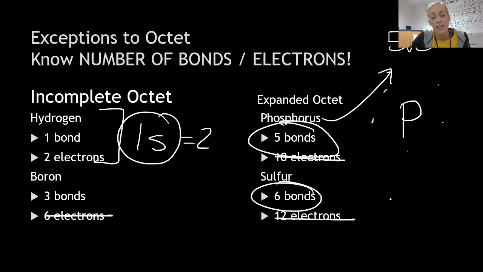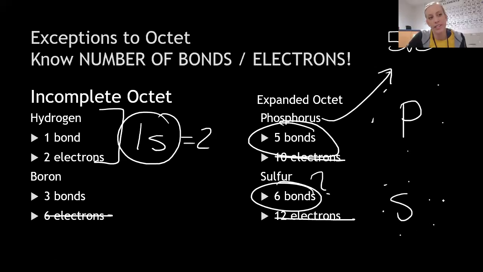Sulfur likes 6. Why do you think sulfur likes 6? Kate, give me your best guess based on what I just said. Kate, are you here? You were the last person on the wheel. I'm so excited I get to go through the whole wheel. It's okay. Does anyone want to take a guess? 6. Okay, it makes 6 bonds because why? Because there's 6 valence electrons. Yeah, because sulfur has 6, right?